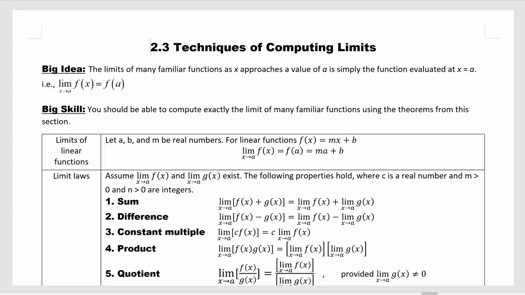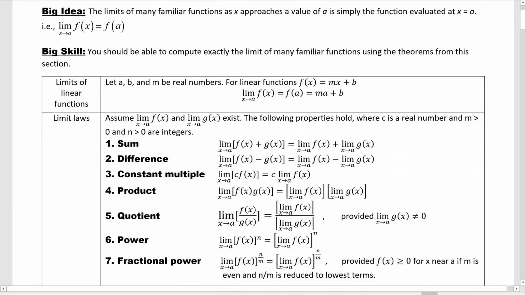Big skills: you should be able to compute exactly the limits of many familiar functions using the theorems from this section. First of all, let's look at limits of linear functions. Let a, b, and m be real numbers. For linear functions f of x equals mx plus b, the limit of f of x is just what we get when we plug in a for x. So why is that?